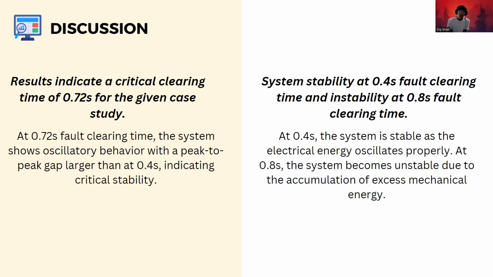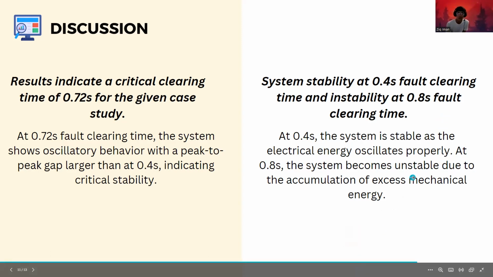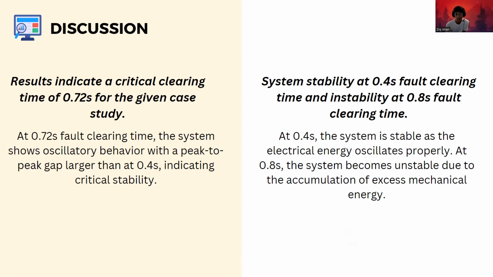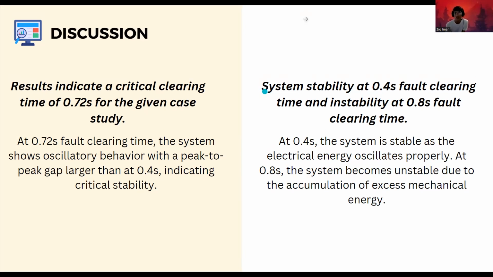All right, so the results indicate a critical clearing time of 0.72 seconds for the given case study. At 0.72 second fault clearing time, the system shows oscillatory behavior with a peak-to-peak gap larger than at 0.4 second, indicating its critical stability. So the system is stable at 0.4 second fault clearing time and unstable at 0.8 second fault clearing time. At 0.4 second, the system is stable as the electrical energy oscillates properly. At 0.8 second, the system becomes unstable due to the accumulation of excess mechanical energy.